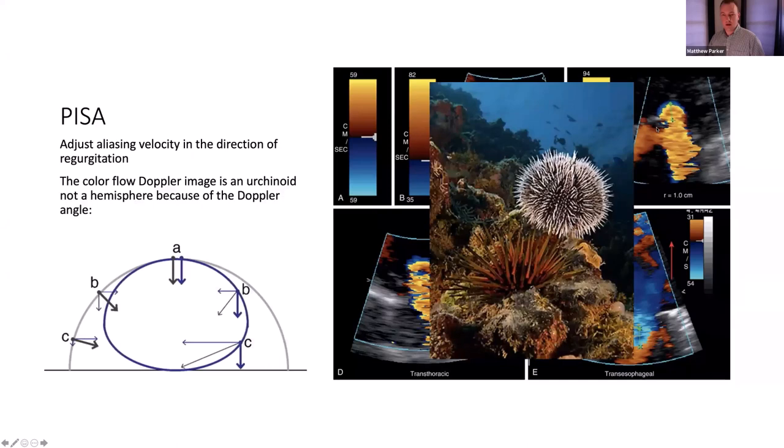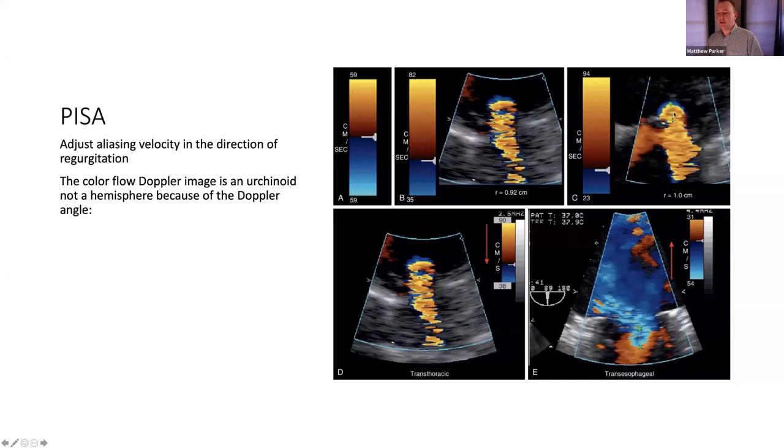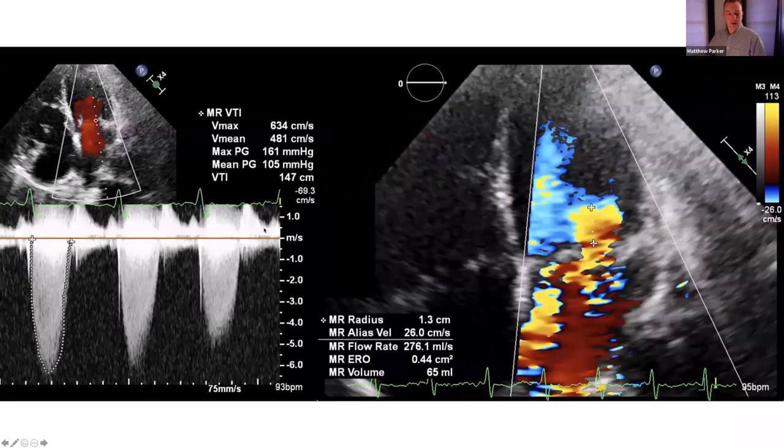One of the reasons it doesn't look like the perfect hemisphere in the textbook is that the Doppler angle along the sides actually sort of trims it in, makes it look more like a sea urchin. That's to be expected. And so what you want to do is measure that radius right along the height of the urchin, if you will, not side to side. You can see it's just sort of all turned upside down and shifted the other way in the TEE window. And then if you work through the peak velocity, the machine will give you, based on your radius, your aliasing velocity and your peak velocity, the regurgitant orifice area of mitral regurgitation. And when you've traced a VTI, the mitral regurgitant volume is thrown in for free. This looks wonderful. And so we can sort of put that one on our list.